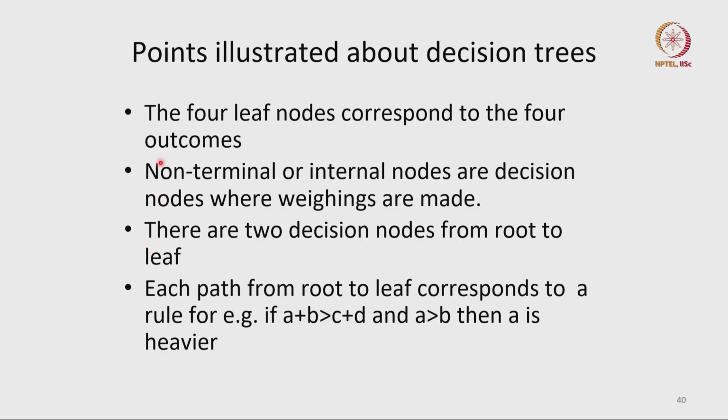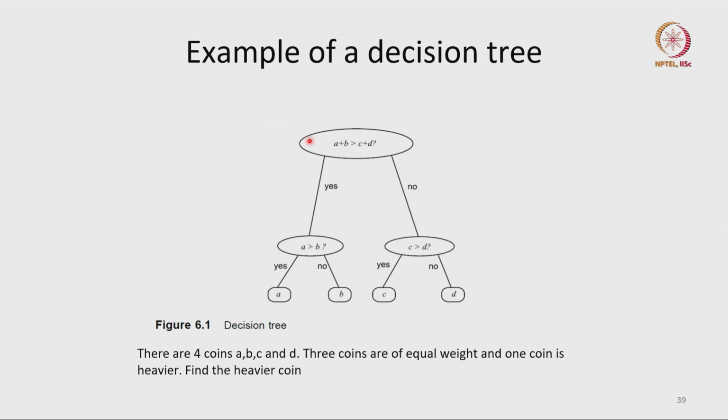So, what are the characteristics we can see of the decision tree here? The 4 leaf nodes correspond to the 4 outcomes. So, the leaf nodes always are the outcomes that you are getting, and the non-terminal or the internal nodes are the decision nodes. And if you take a path from the root to the leaf, it corresponds to one rule. Okay. For example, if we consider this rule, we can say if A plus B is greater than C plus D and A is greater than B, then the heaviest one is A. So, that forms one rule. So, any path from the root to the leaf forms a rule.